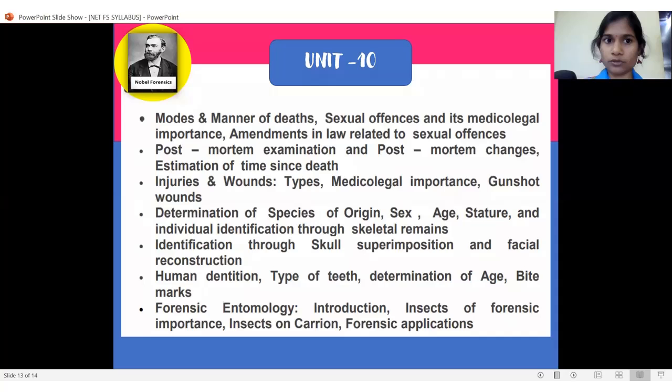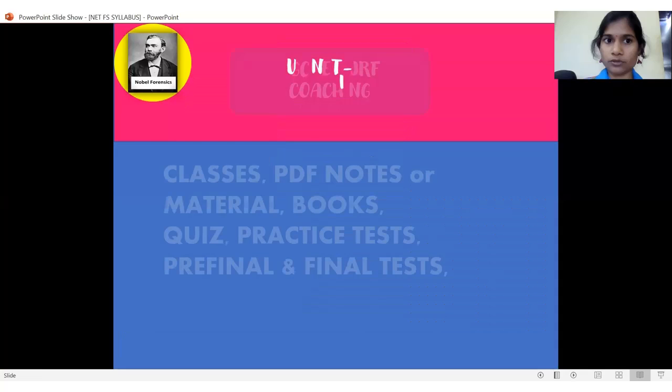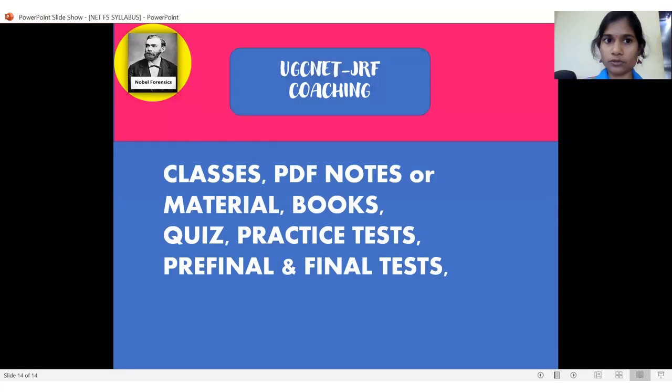And this is the syllabus of UGC NET paper 2. If you completely understand the syllabus, then you can easily prepare for all the topics of the syllabus.